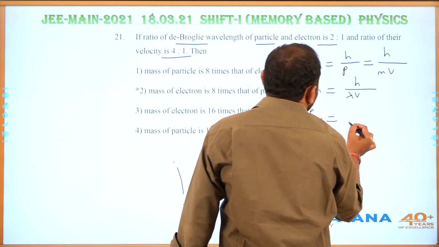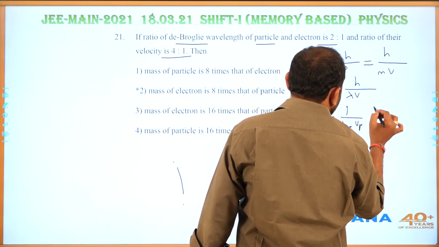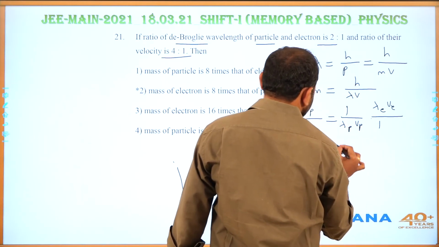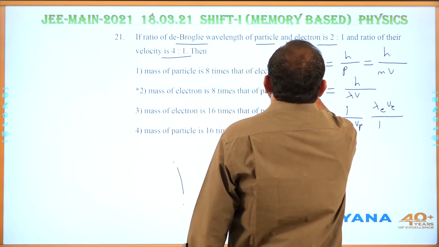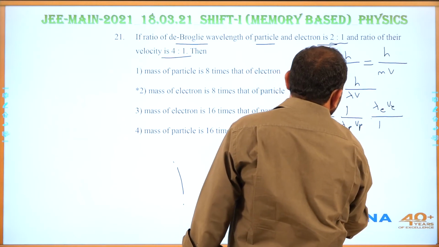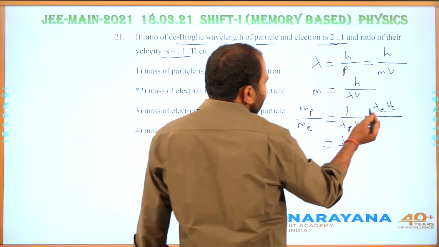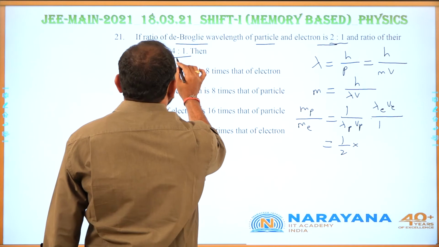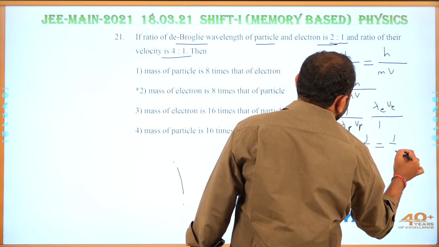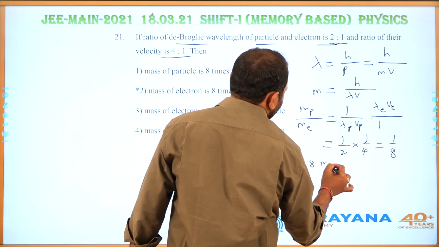It will be 1 by lambda particle into velocity of particle by 1 by lambda electron into velocity of electron. Let us rewrite these values. It is given wavelength of particle and electron is 2:1. So lambda particle by lambda electron is 2:1, so it will be 1 by 2. Similarly, velocity of particle by velocity of electron is 4:1, so this will be 1 by 4. So it is clear this is 1 by 8. So mass of electron is 8 times of mass of particle.